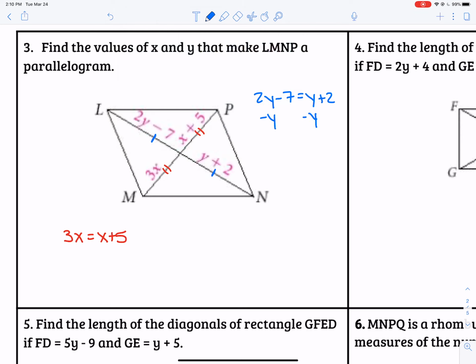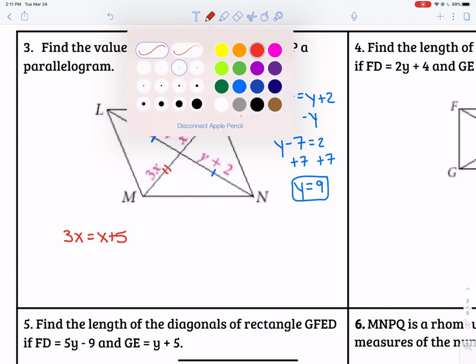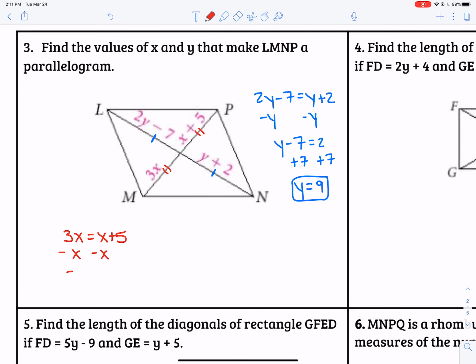So I'm just going to subtract y from both sides, and I get y minus 7 is equal to 2. I'm going to add 7, so I just get y is equal to 9. And I get 2x equals 5. So divide by 2, and I get x is equal to 5 halves or 2.5. Okay, and then double check you don't have to plug it back in, and we don't because they just said find x and y. So we're good with number 3.